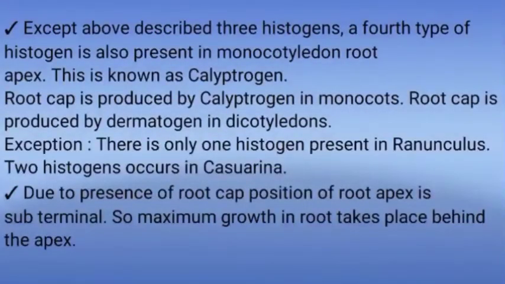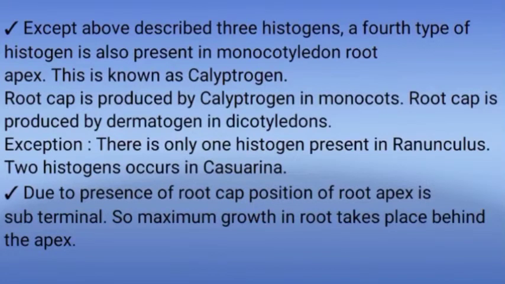Except the above described three histogens, a fourth type of histogen is also present in monocotyledonous root apex. This is known as calyptrogen. Root cap is produced by calyptrogen in monocots. Root cap is produced by dermatogen in dicotyledonous plants.